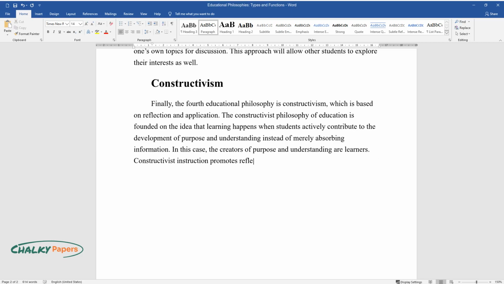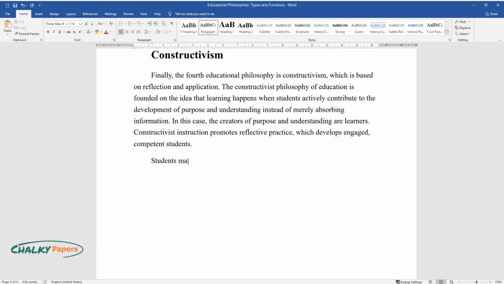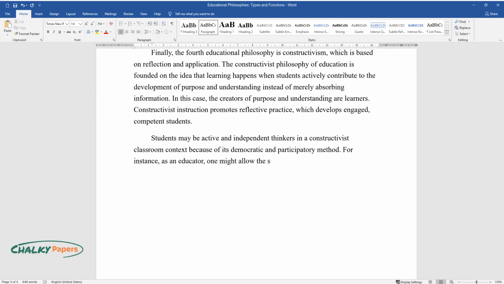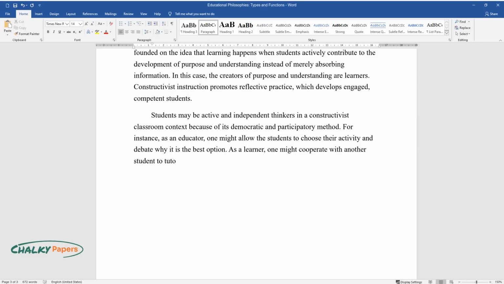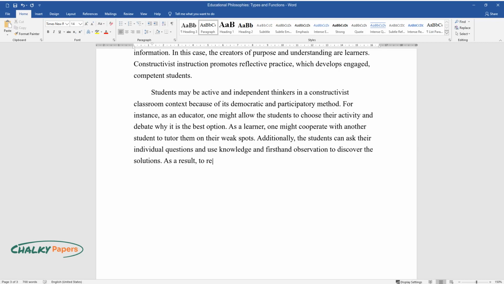Constructivist instruction promotes reflective practice, which develops engaged, competent students. Students may be active and independent thinkers in a constructivist classroom context because of its democratic and participatory method. For instance, as an educator, one might allow the students to choose their activity and debate why it is the best option. As a learner, one might cooperate with another student to tutor them on their weak spots. Additionally, the students can ask their individual questions and use knowledge and first-hand observation to discover the solutions. As a result, to respond to the question, they offer their relevant evidence.